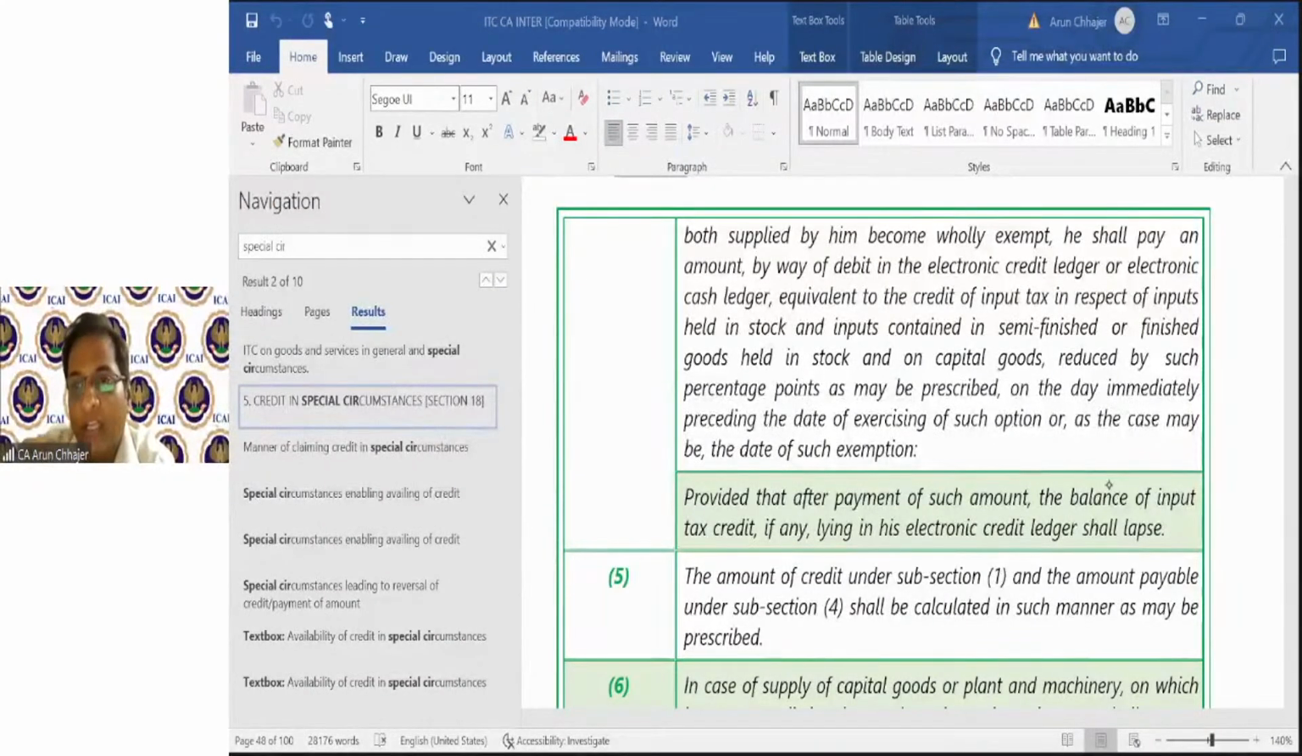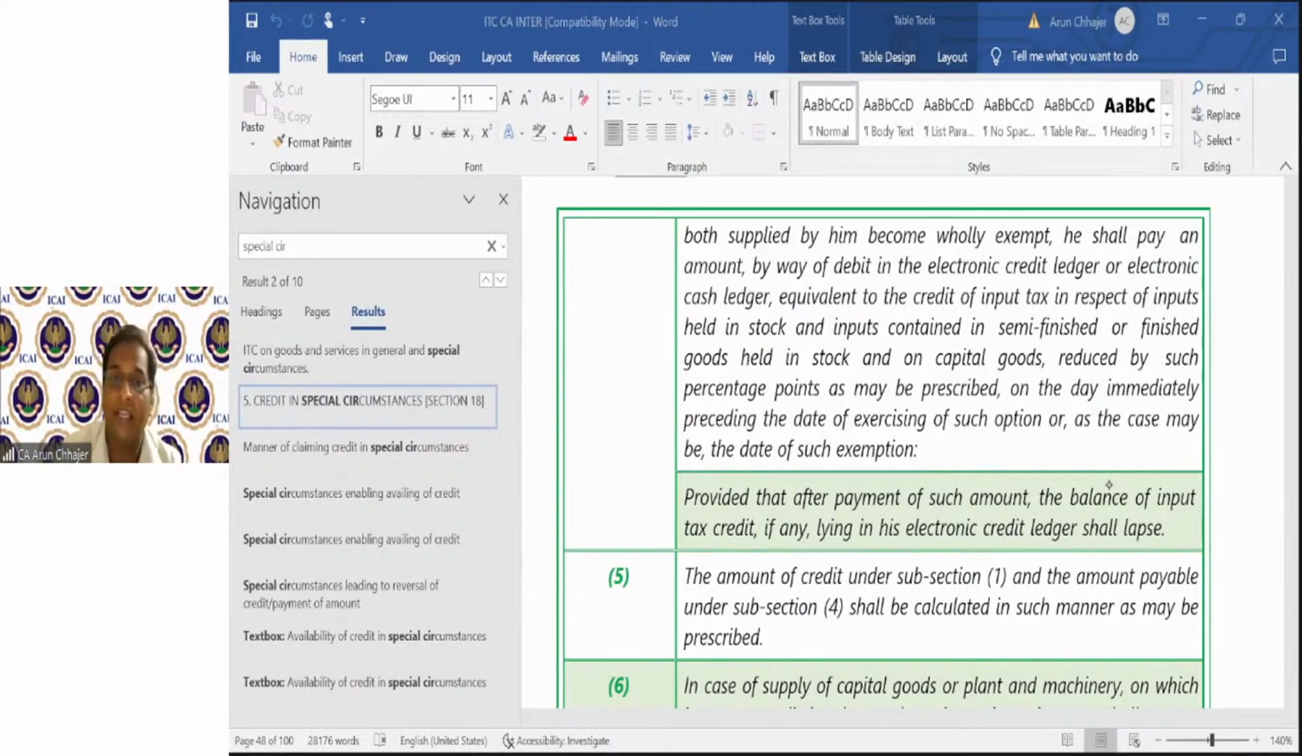The balance amount, if the ECL is 1 lakh, then they have to pay 11,000, whatever the amount, 11,800 something we have calculated, 840. So the total amount which we have calculated is 1,11,840. If he has the balance of 1 lakh, then he has to pay 11,840 by cash ledger.